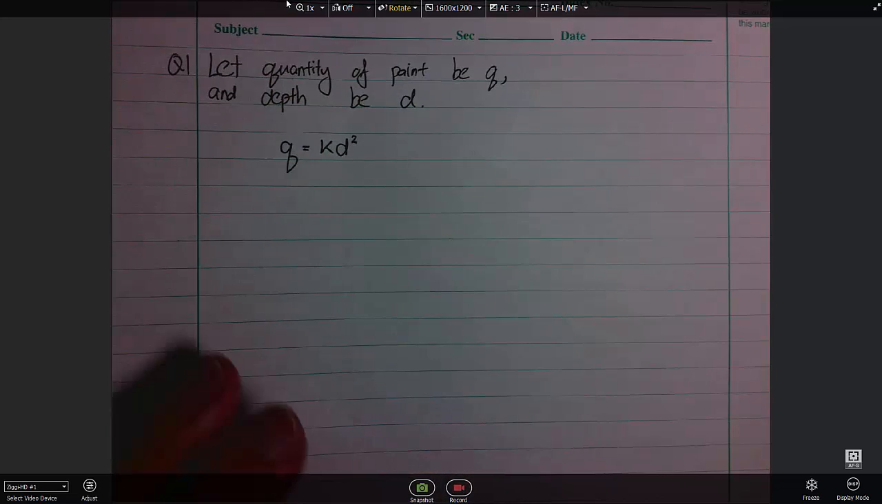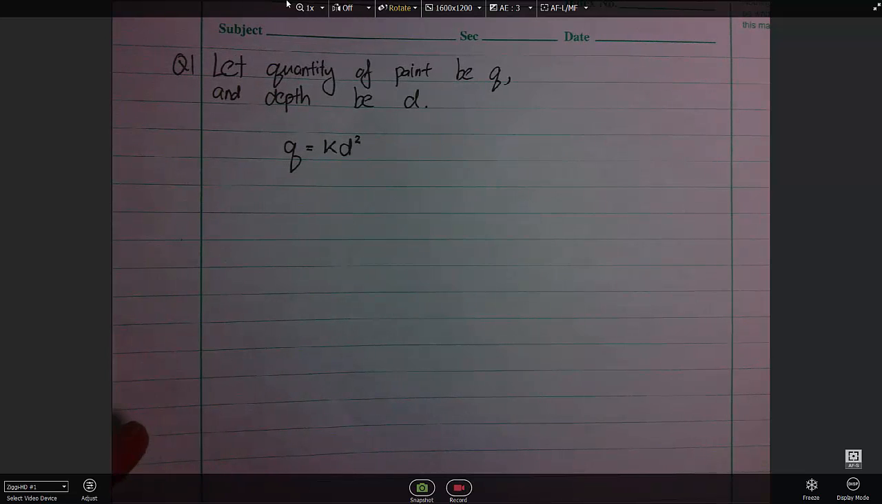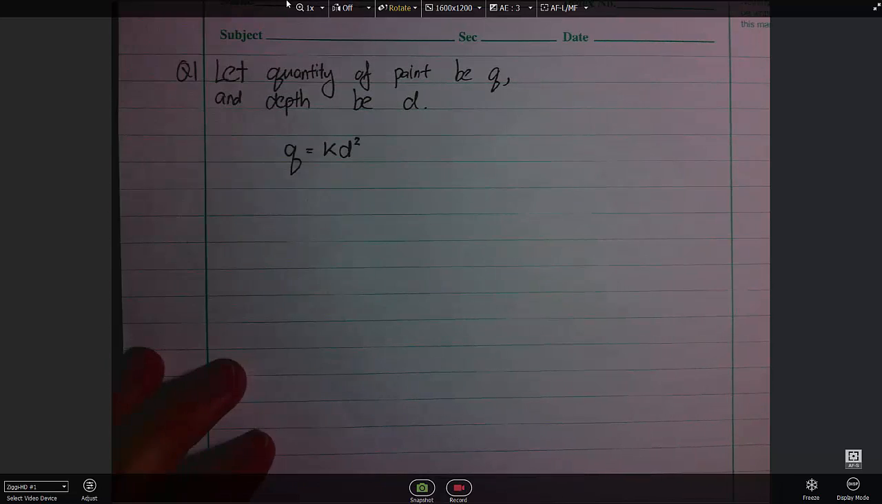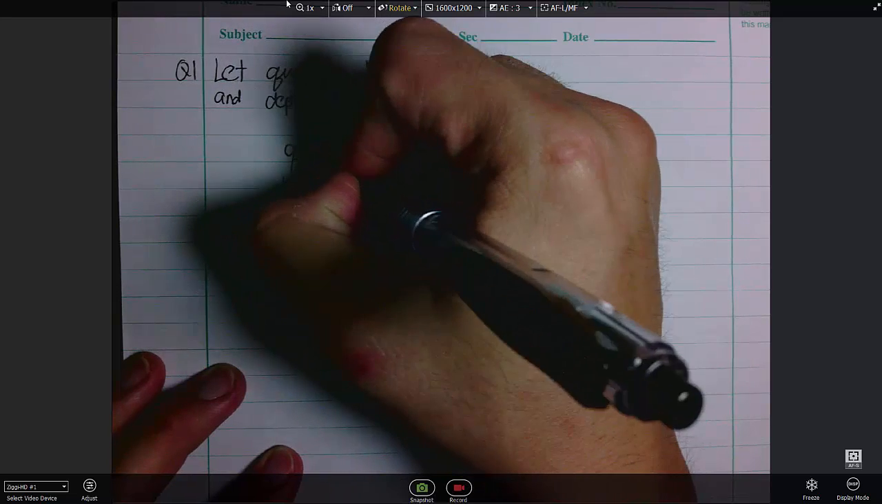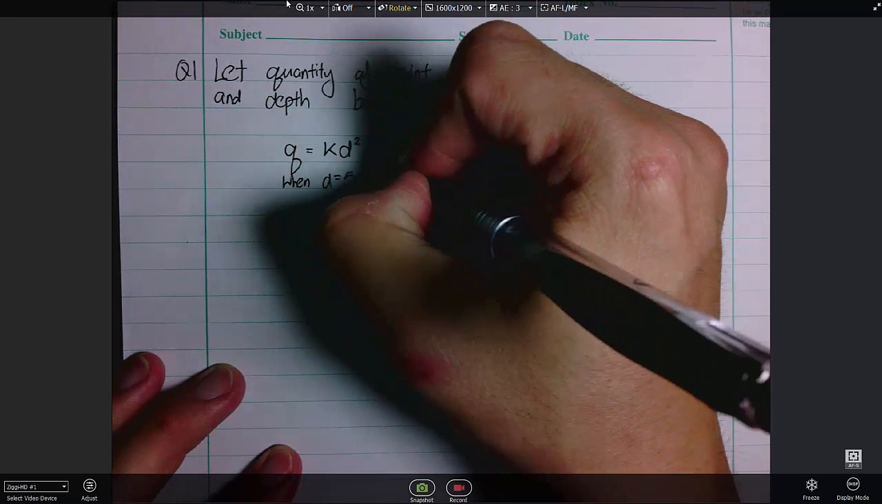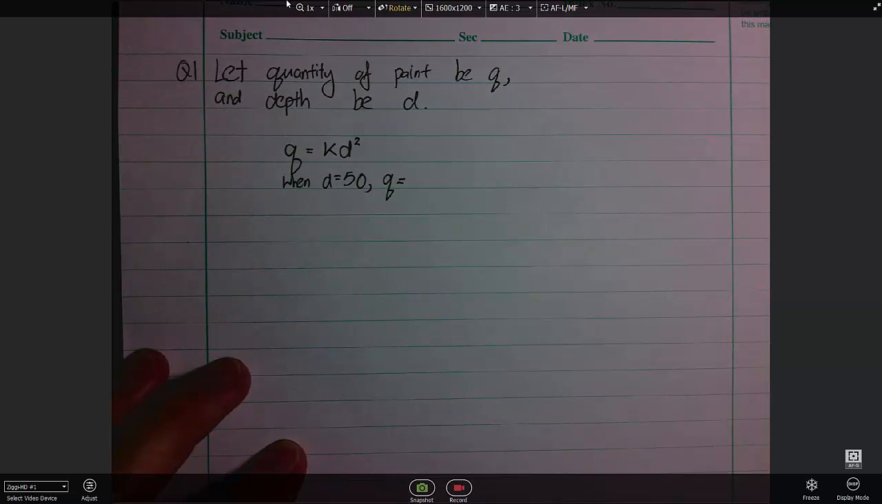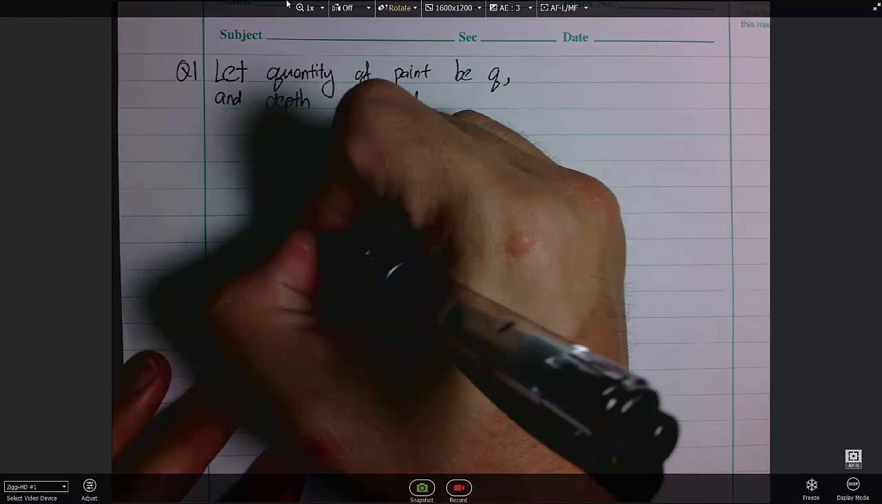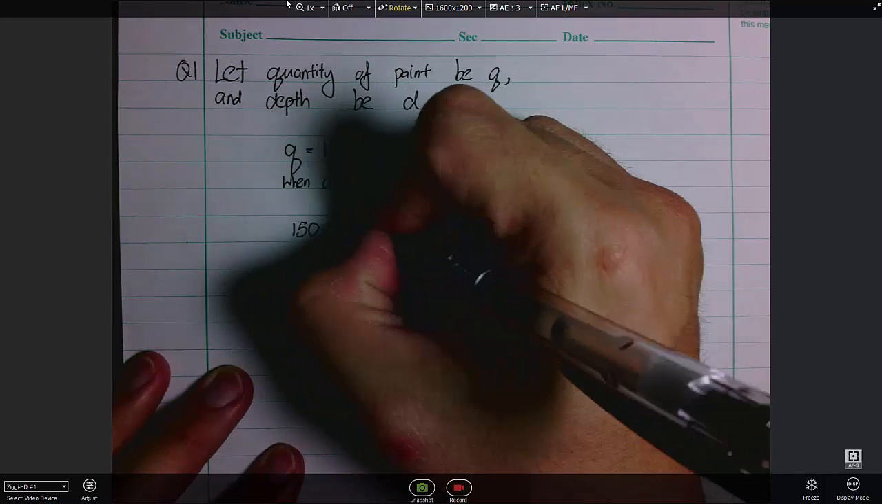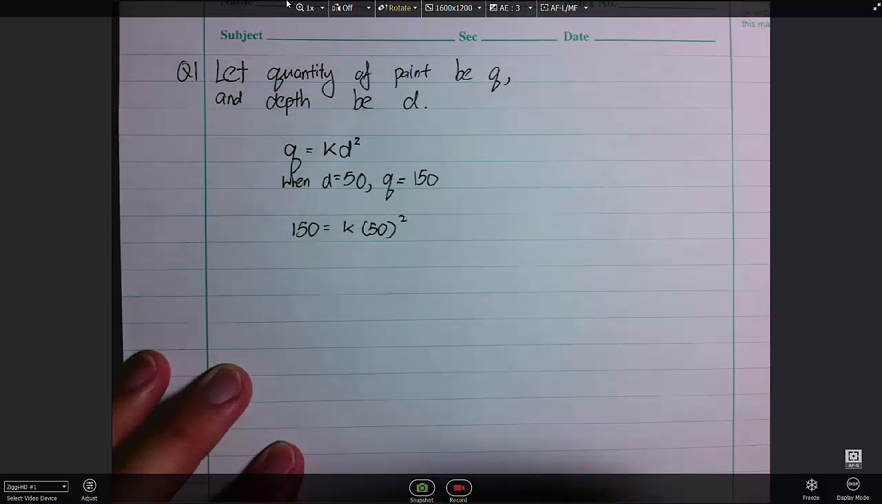Many of you didn't get this. So the first thing I need to do is form the equation. I need to find the value of K. When the depth is 50 cm, so they say that when D is equal to 50, it is given that Q is equal to 150 ml. So I get 150 equals K times D square.